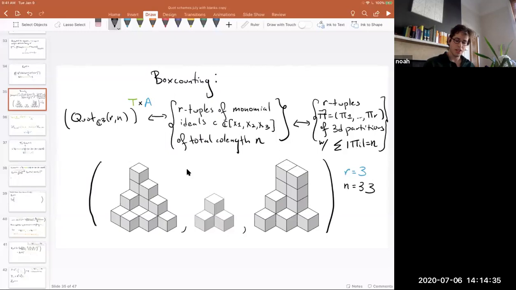So here, there's three partitions. If I count the number of boxes in each of these solid partitions, the total number is 33. And so this is a fixed point of Quot of C^3, 3, 33.